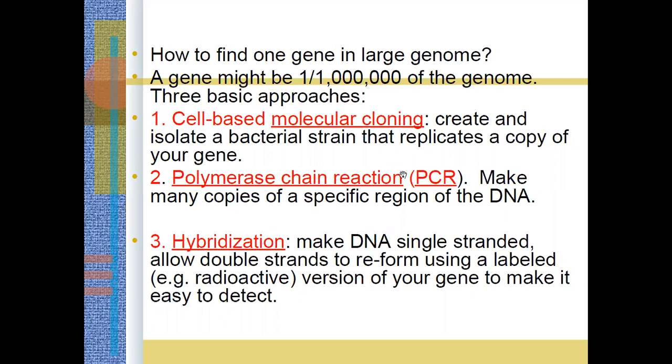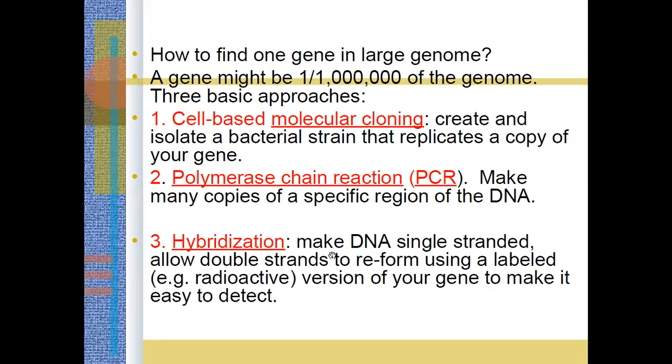Next, polymerase chain reaction, as I have explained before, creates many copies of a specific region of DNA. That DNA, now produced in multiple copies, can be used for the expression of a desired protein or RNA.